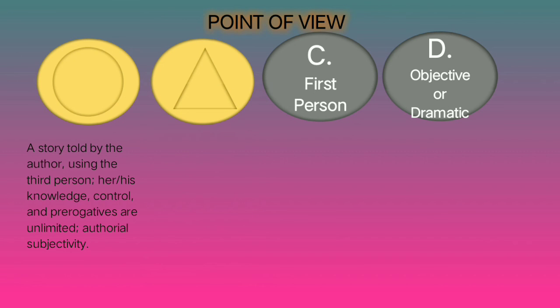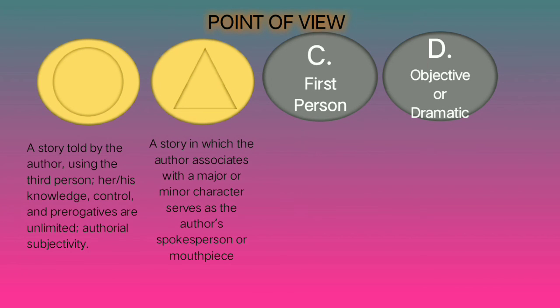Now let's proceed to the limited omniscient. A story in which the author associates with a major or minor character who serves as the author's spokesperson or mouthpiece. So limited omniscient, the narrator relates only their own thoughts, feelings, and knowledge about various situations and the other characters.